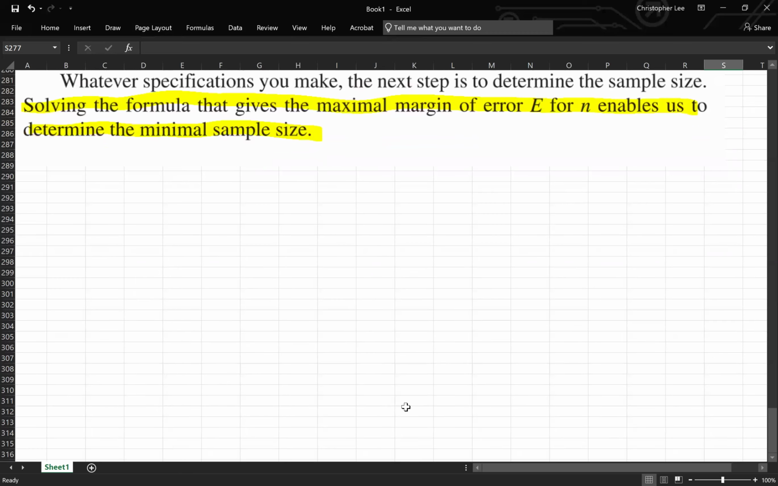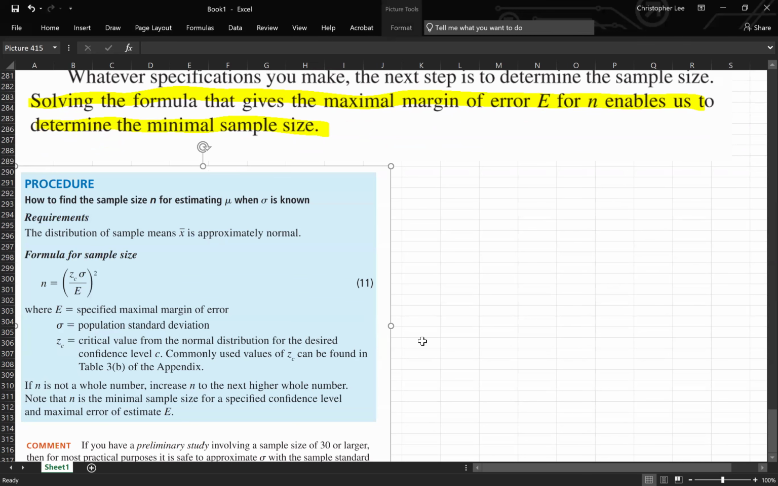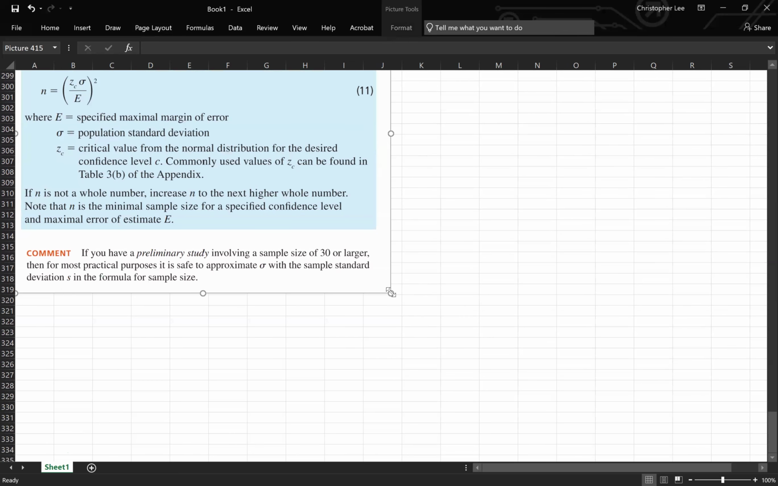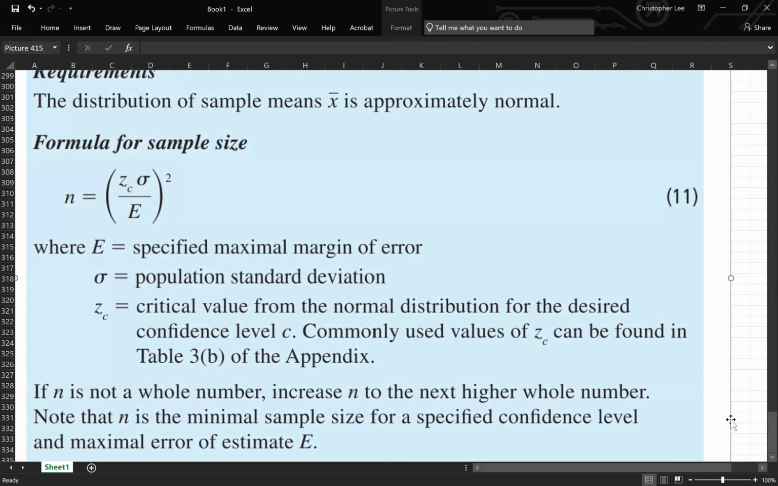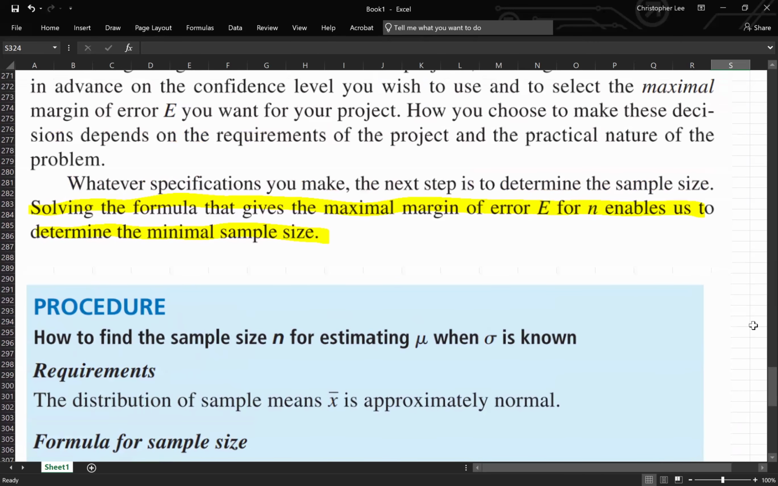So let's talk about that. So look, here's a procedure, before we go into an example. This is how to find a sample size n for estimating the population mean mu when sigma is known. So here are the requirements.